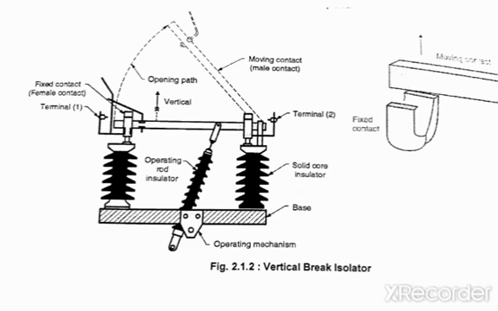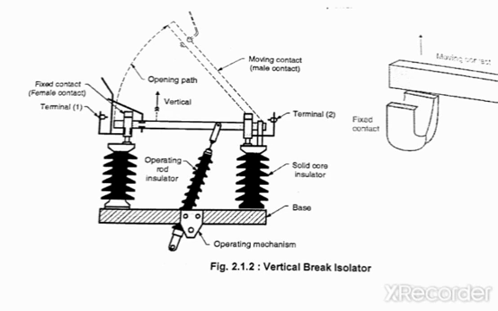First of all, we are discussing the vertical break isolator. In a vertical break isolator, two support insulators are used. The first one is this one and the other support insulator is this. The fixed contact is fitted over the first insulator and the moving contact is fitted over the other support insulator. The operating mechanism is placed at this place, and there is motion between this fixed contact and this moving contact. The number of insulators used here is decided according to the voltage rating.